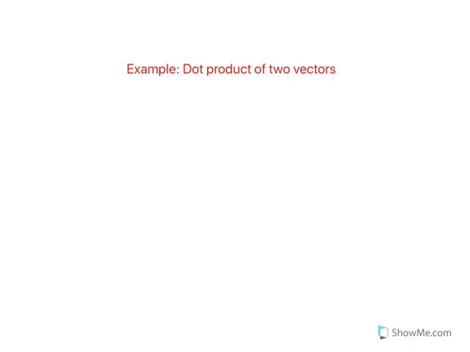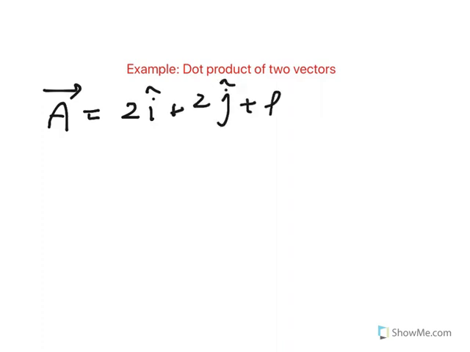Okay, in this lesson we want to look at an example of the dot product of two vectors, and then how, based on the definition of the dot product, to find the angle between the two vectors. So let's say you have two vectors, vector A, which is given as, let's say, 2i plus 2j plus k. So it's a three-dimensional vector. It has all x, y, and z components.